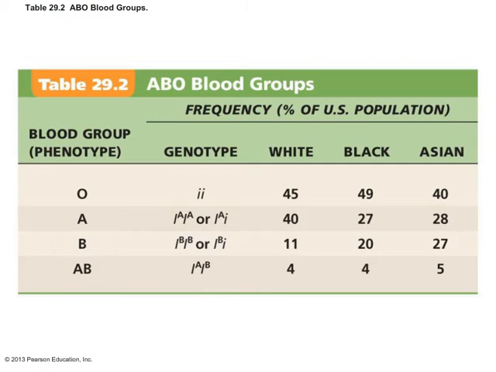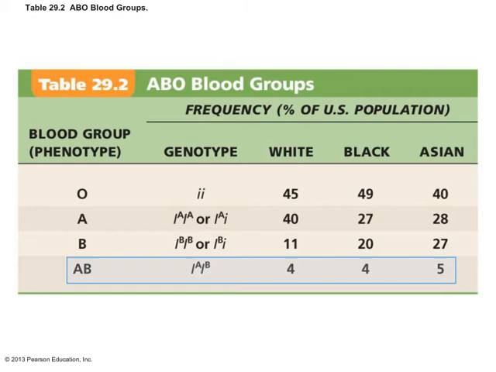Or if you're like me and you have type AB blood, that means you have an I^A, I^B. And as it turns out, AB blood is very, very rare, particularly among whites and blacks. That is, less than 4% of the U.S. population will have AB blood. So as a result, I get lots and lots of calls from the blood bank.